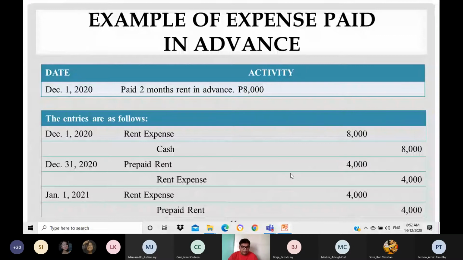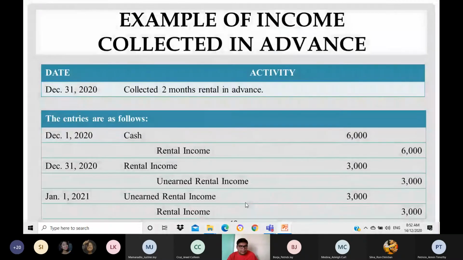With the reversing entry, every time the rent is paid, tuwing binabayaran mo yung renta, whether nag-advance ka o hindi, you have to use the rent expense para ma-indicate mo sa records. So ito, baliktad lang naman. Example of income collected in advance. So halimbawa, ikaw naman yung nagpapaupa. So nakakolekta ka ng 2 months.